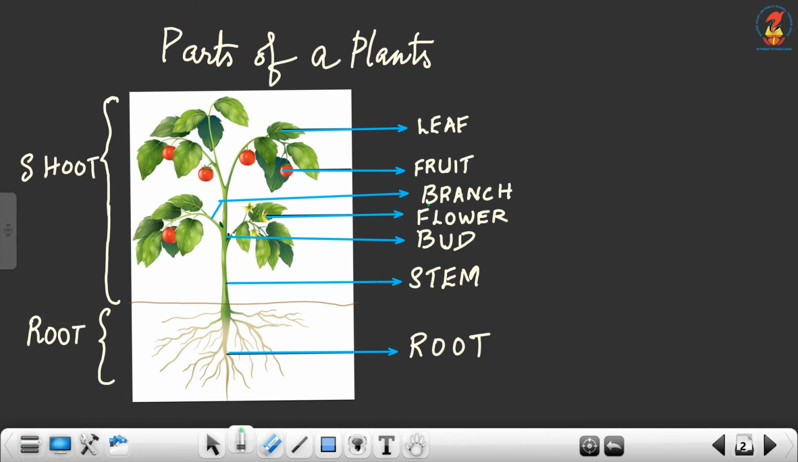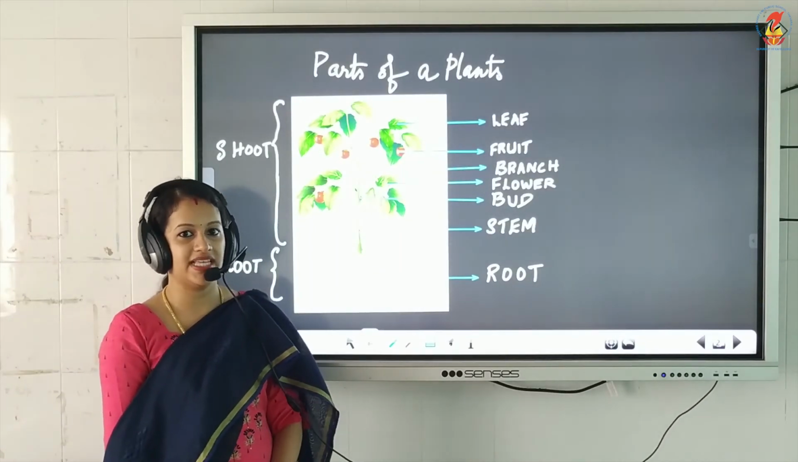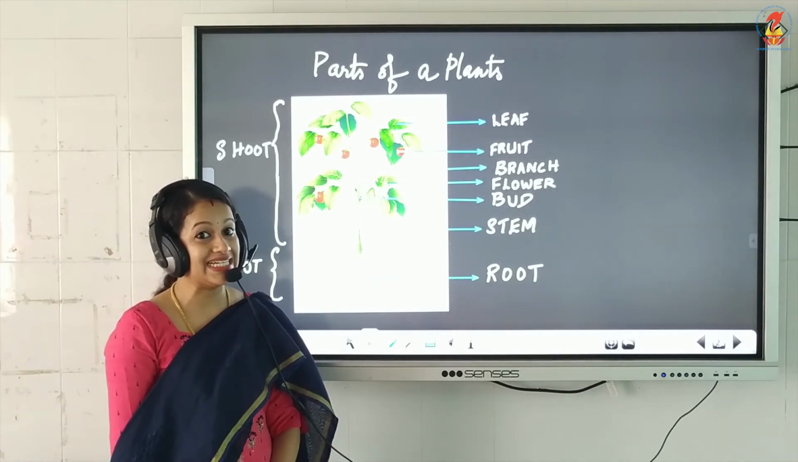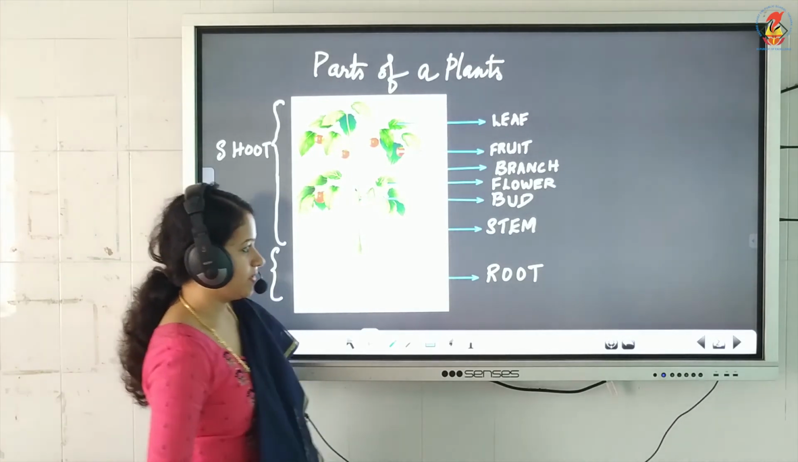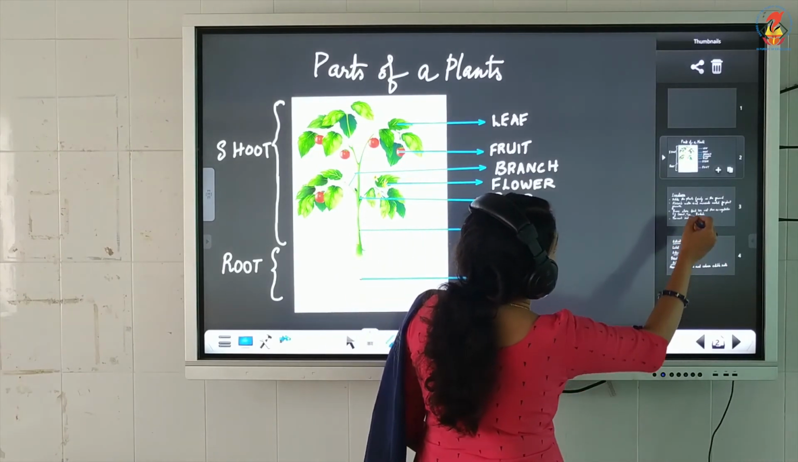The stem has branches. All these are the branches. Then at the tip of the branch you can see bud. You can also find fruits, leaves and flowers. I hope that the basic parts of a plant are clear to you all. Now let us learn what is the speciality of roots.